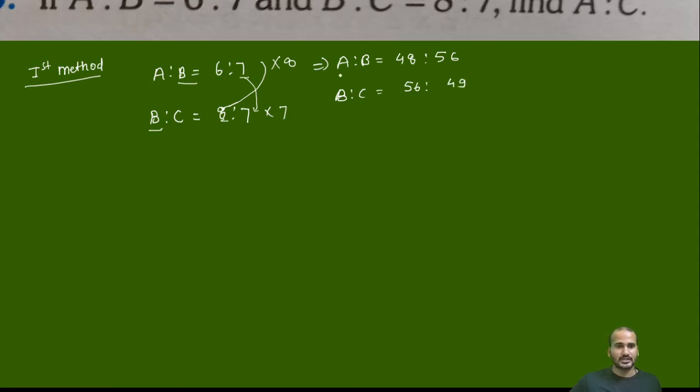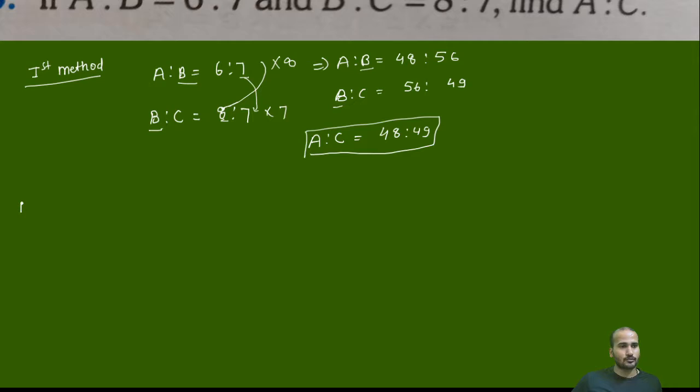So here A is to B and B is to C are given, this is 48 and this is 56. The main concept of this method is that you have to equalize the value of B. So here B is equal to 56 and B is equal to 56. After that you simply write A is to C. Now you can say A is 48 ratio 49. This is the first method of solving that question.